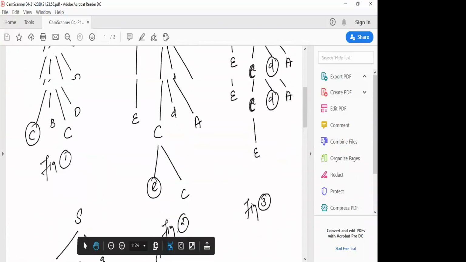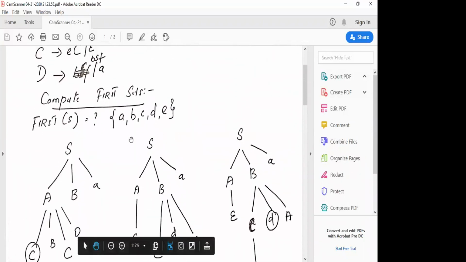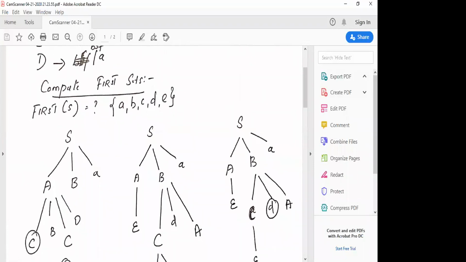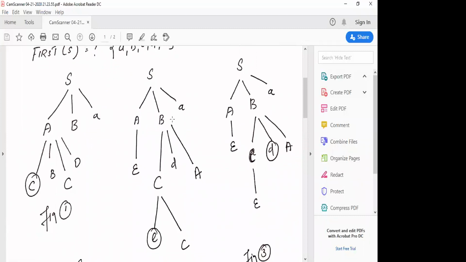By the way, the first set of S includes A, B, C, D, E, all the symbols. If you want, let us go through the parse tree once again. Shall we go through the parse trees once again? Look into figure 1. We have started constructing the parse tree from S.